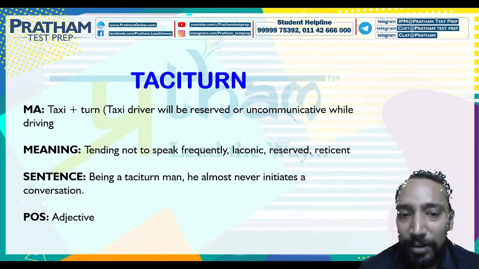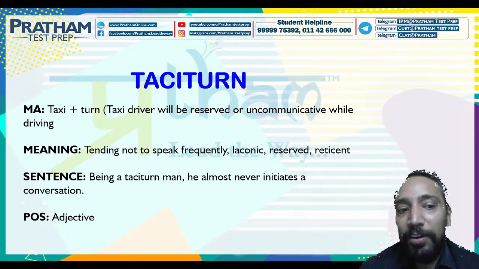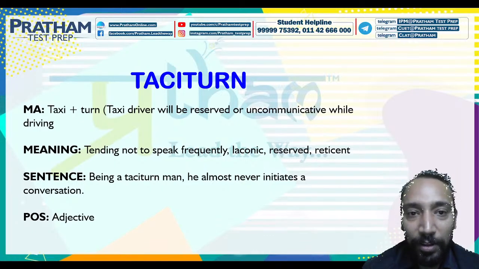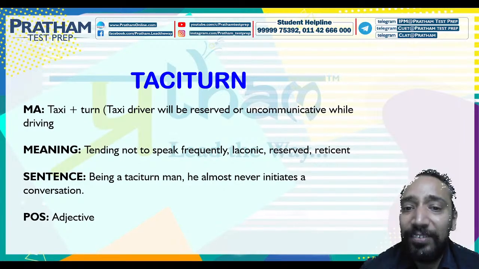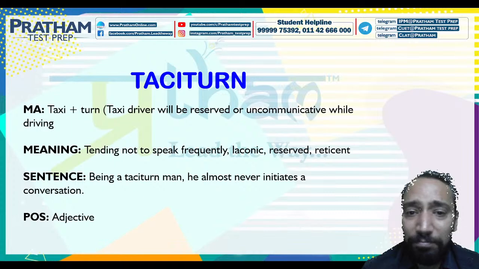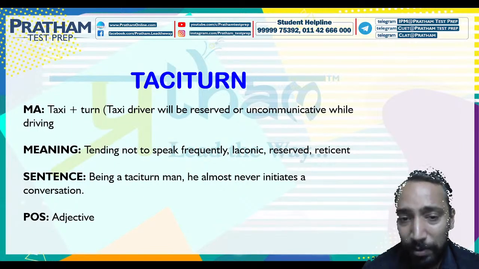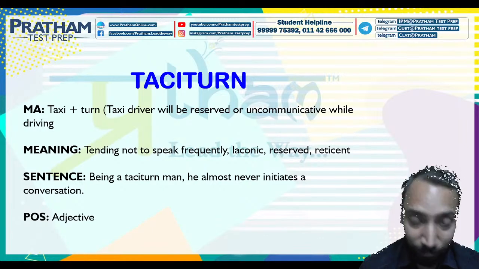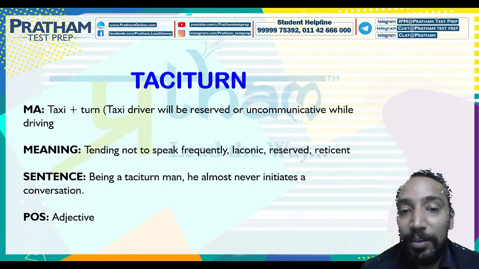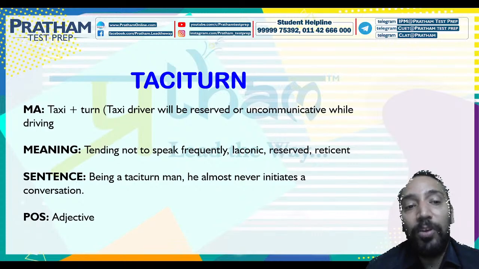So, tending not to speak frequently, laconic, reserved, or reticent. Being a taciturn man, he almost never initiates a conversation. And remember, it's an adjective, okay? Being a taciturn man means he lacks the confidence. He is not ready to talk to people. He wants others to initiate the conversation. And he's ready to answer, though, right? So, being a taciturn man, he almost never initiates a conversation.